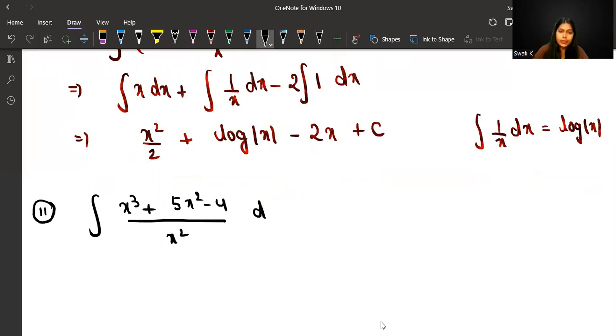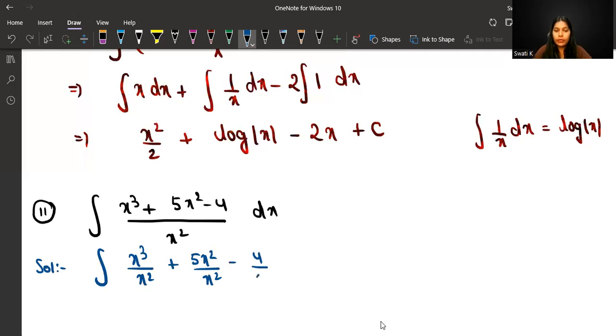Okay, so here also we will do one thing. We will first simplify this. How we can simplify this? Let's see. So we can separate the LCM here. So this will become x cube upon x square. This will become 5x square upon x square. And this will become minus 4 upon x square dx.